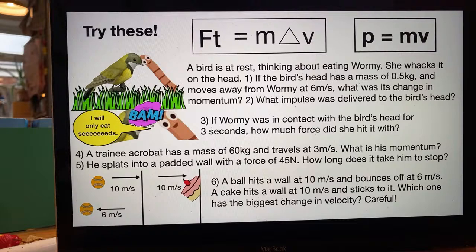If you're on to question 6, then I will tell you that the answer is the ball. The ball has the biggest change in velocity. So if you didn't get that, can you tell me why it's the ball and not the cake? Because that might seem a bit strange.